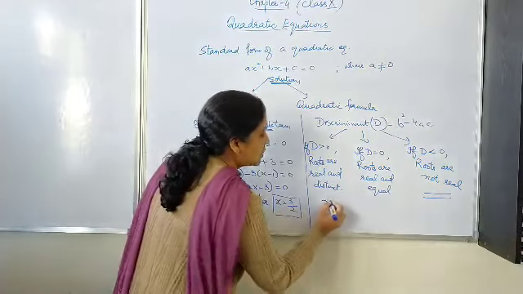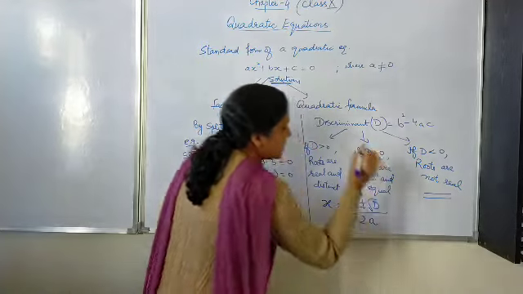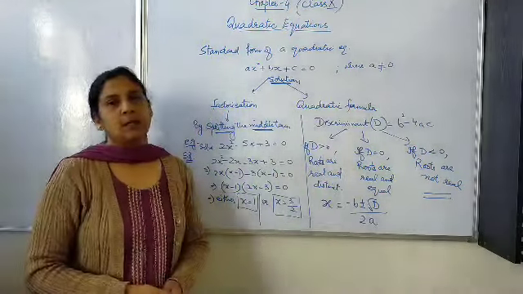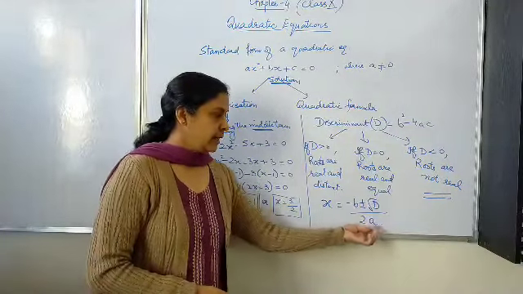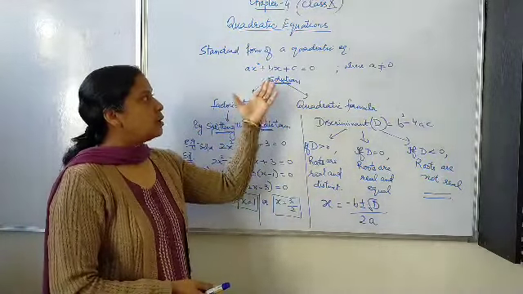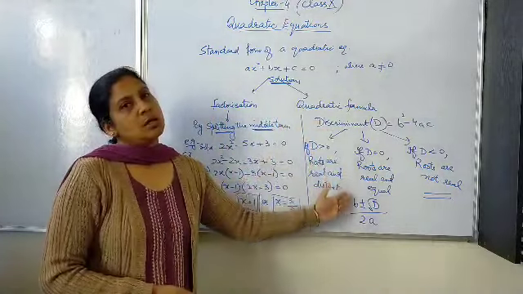How to solve for the roots? This is the formula for solving the roots. x is equal to minus b plus minus root D upon 2a. So just put the values over here, and then the same values will appear as the solution of the quadratic equation, whether you use factorization or the quadratic formula.